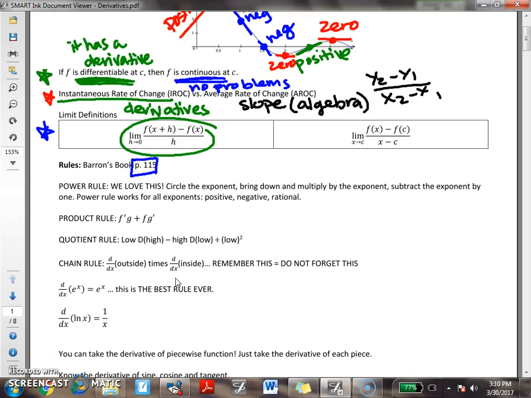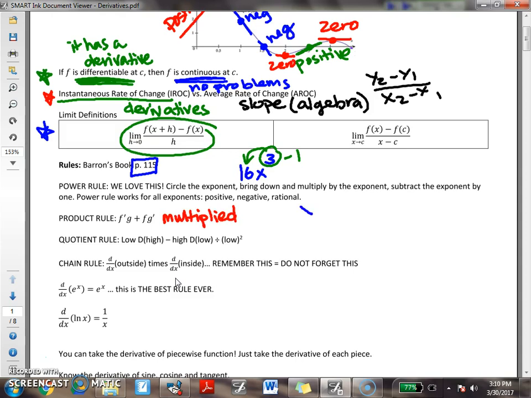The power rule. This is our favorite one. This is, let's say, when we have 16x to the third. This is when we circle the exponent, multiply it down, subtract 1. Okay, so this is the power rule. The product rule is a little bit long. This is when functions are being multiplied.